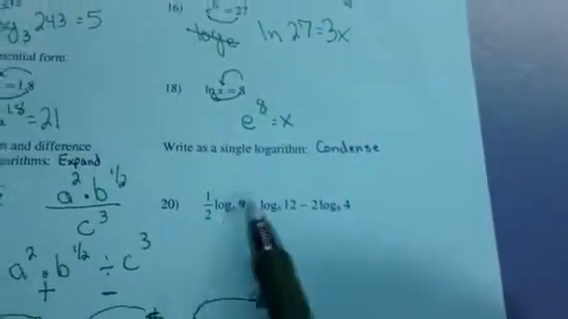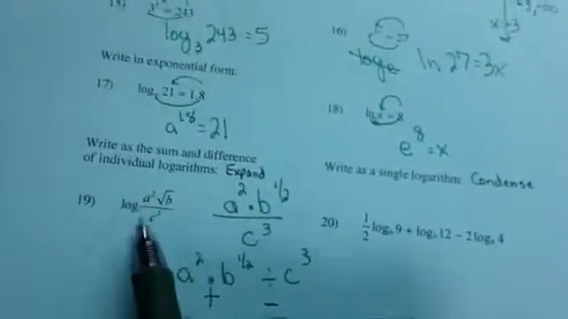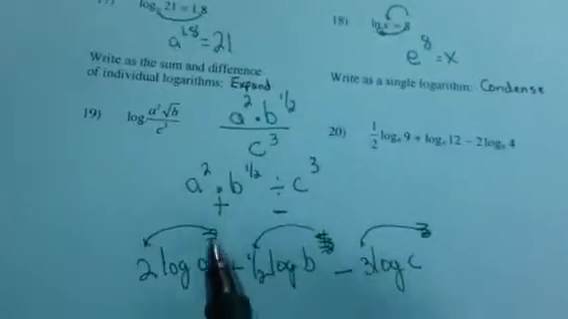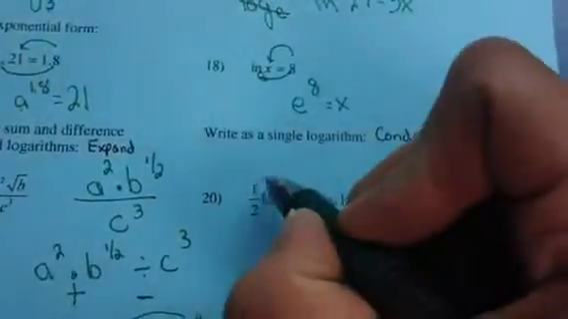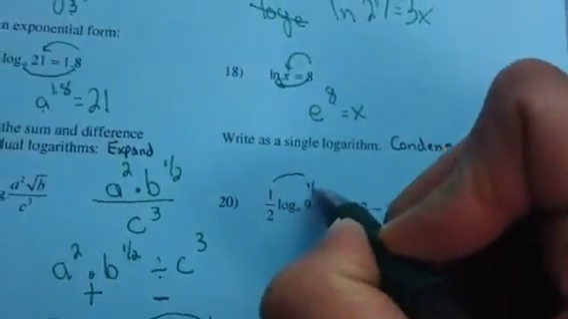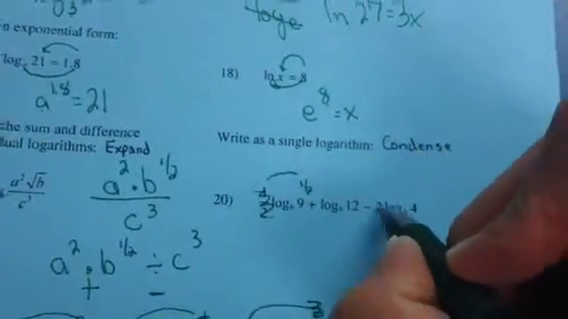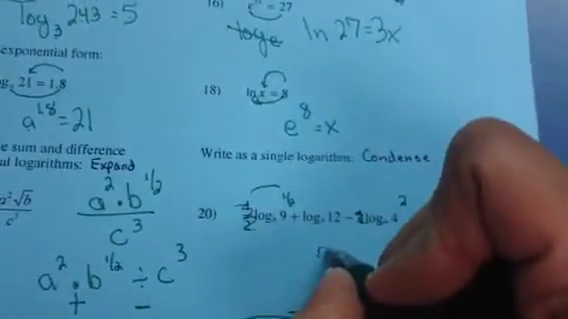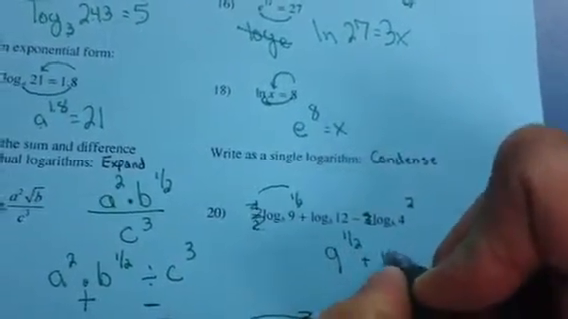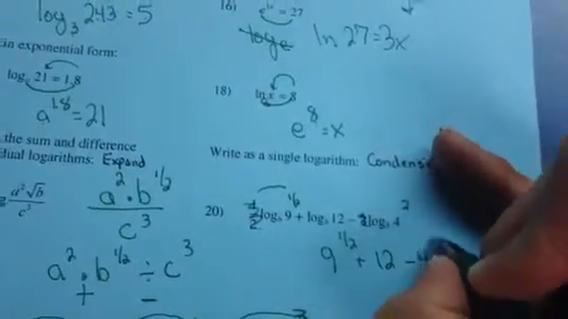All right, so condensing, I'm going to do the exact opposite. Instead of having 3 logs, I want it to look like this. So it's just 1 log. So this last step where I move them to the front, that's actually the first step I'm going to do here. So this is going to go back and be a 1/2 power. And this is going to go back and be a squared. And now just ignoring the logs, it's 9 to the 1/2 plus 12 minus 4 squared.